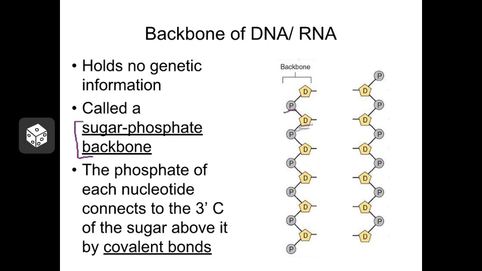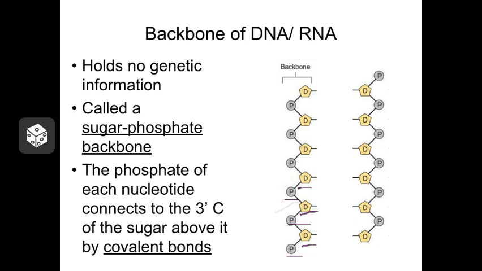Now notice a couple of things about this backbone. One, it's held together strictly with covalent bonds. Notice all these solid lines holding it together. And covalent bonds are nice strong bonds. So this is a really strong backbone. The other thing to notice is that this backbone repeats over and over: phosphate, sugar, phosphate, sugar, phosphate, sugar.